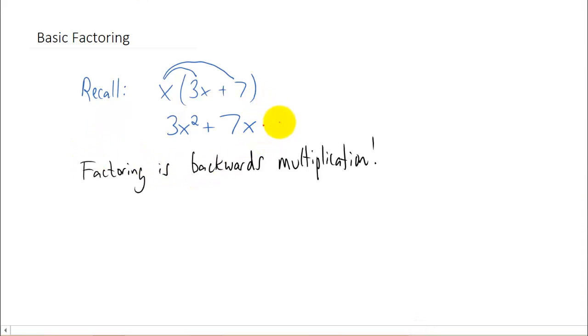So sometimes you have this line here, but what you really want is it written out like this line right here. So let's try it. Let's look at 3x squared plus 7x. How can we go about reversing that multiplication that we just did?